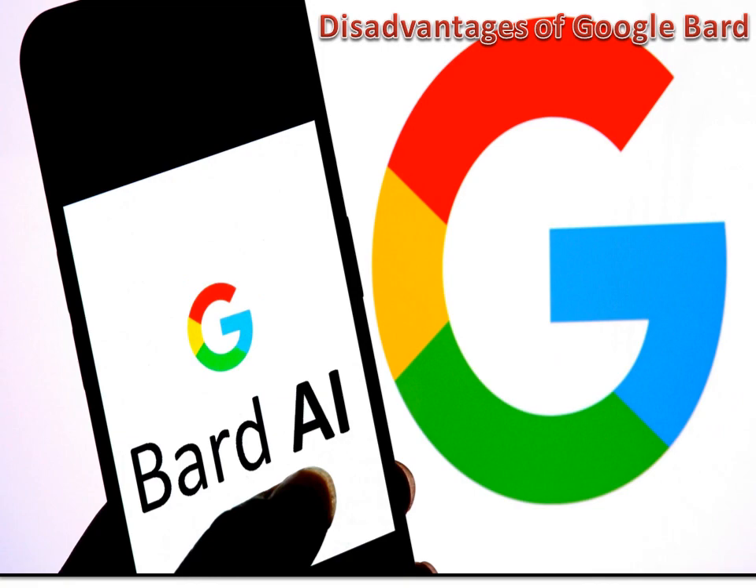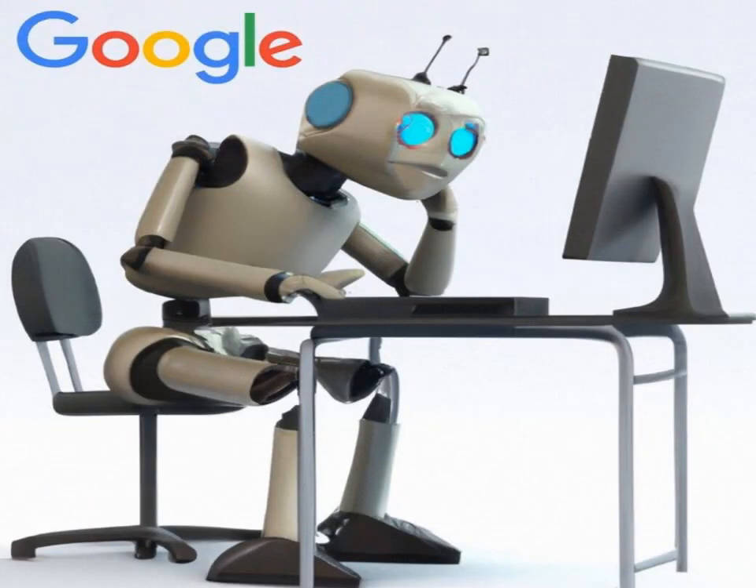Disadvantages of Google Bard. Google Bard AI Chatbot could be more flawless and can produce errors or false information with high confidence. It can mirror real-world biases and stereotypes in the data it learns from. This can result in inappropriate or offensive responses that could negatively impact certain groups or individuals.